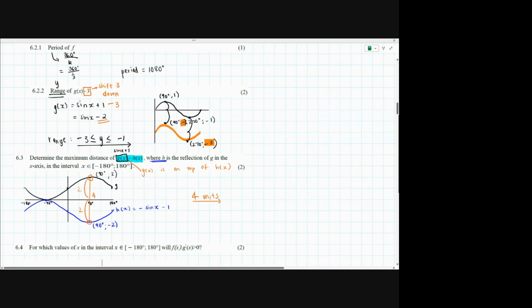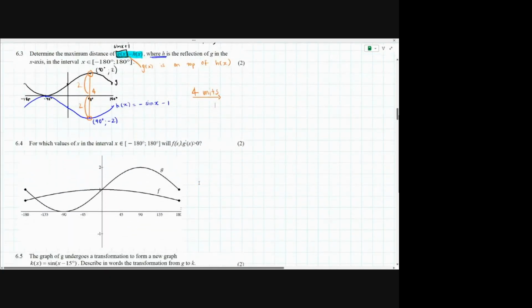Right, so a question like this does look scary. It does look a bit weird and a bit frightening, but understanding what's happening is very important. And again, use a sketch to help yourself. There's nothing wrong with that, okay? We're not saying you may not use sketches. Use it. If it's helpful for you to visualize what's happening, that is what you need to do. Okay, so maximum distance, 4 units, because it's from the maxima to the reflected minima.